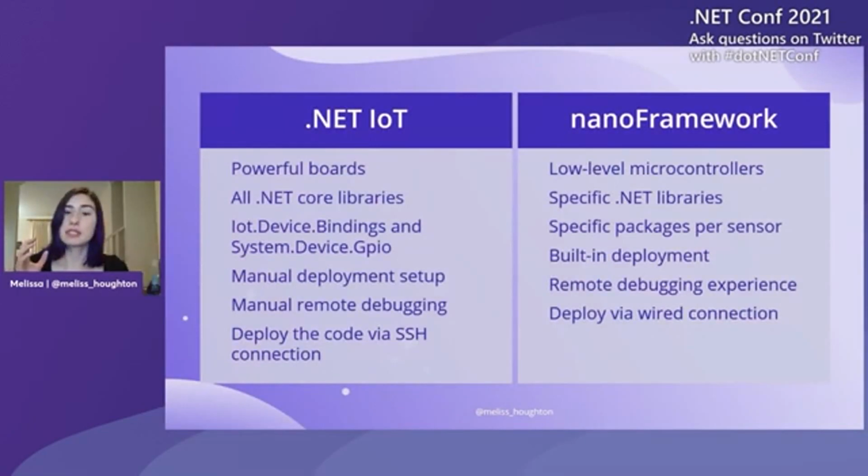.NET versus nanoFramework: the thing you want to look at is what type of device you're using in your different scenarios. .NET IoT is the full .NET Core libraries, but it's targeted at more powerful boards. nanoFramework is more for low-level microcontrollers. They both have their pros and cons, and both are open source, so you can go see what is best for your needs, but a lot of it comes down to what kind of device you are using.